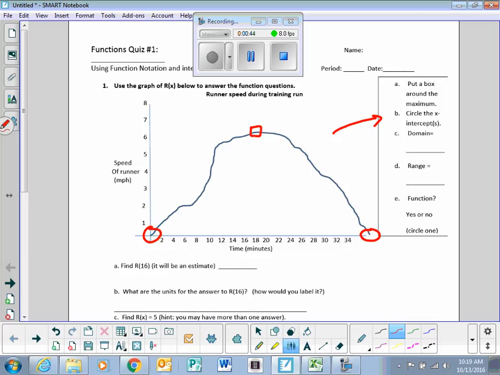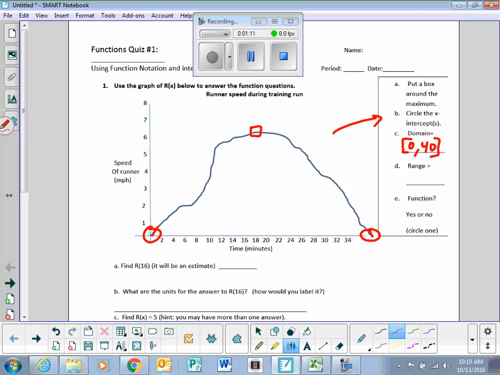Then we're asked for the domain of the function. How far does this stretch, from here all the way to here? It looks like this is somewhere between 38 and 40. So our domain goes from 0 to 38 or 40. I would have accepted either one. They're both included, and it's a continuous function. Everything in between is filled in. So that's when we use the comma.